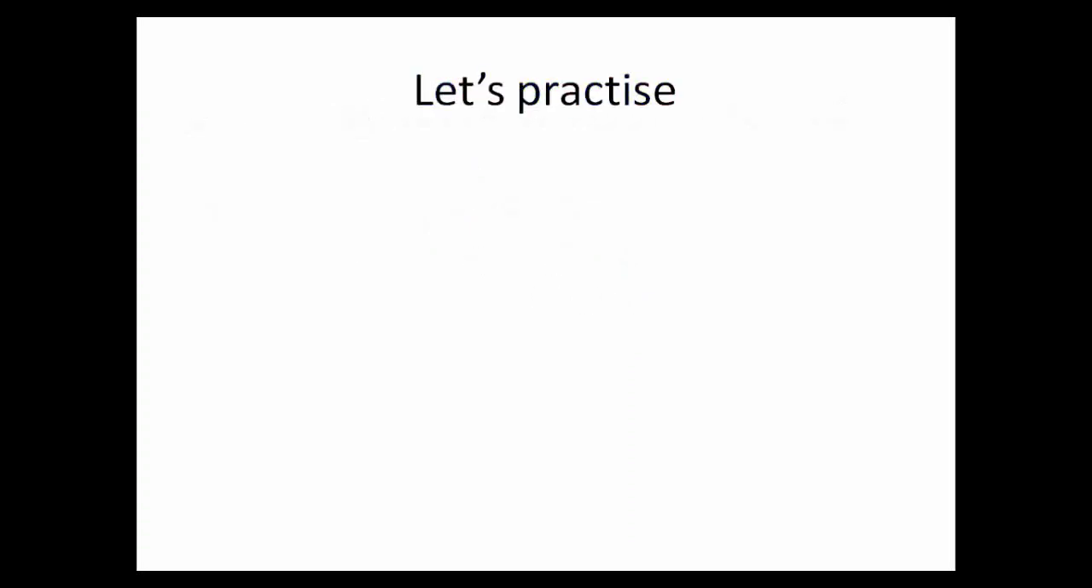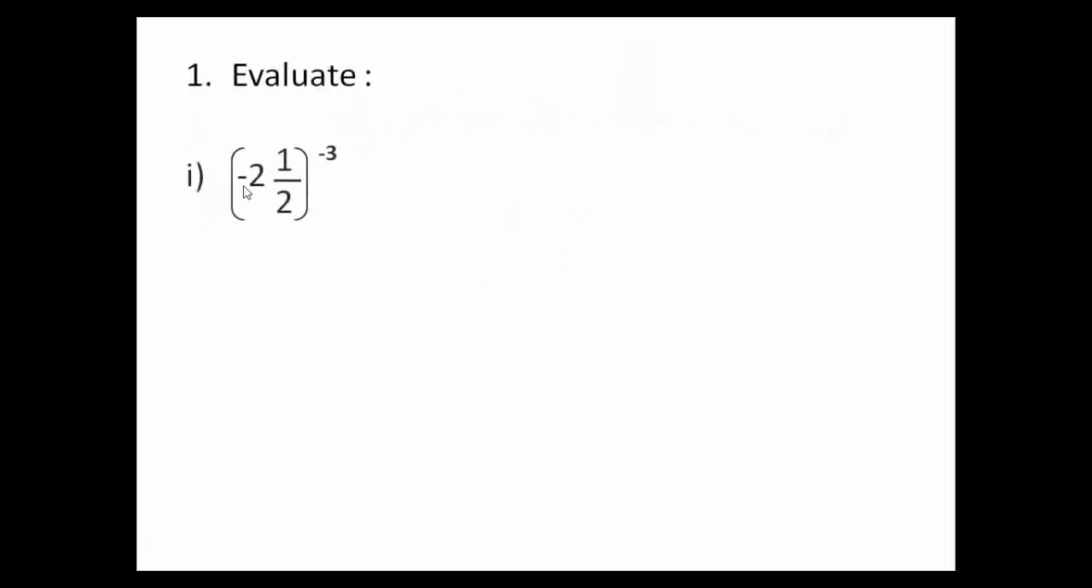Okay, let's practice. Evaluate -2 and 1 by 2 whole raised to the power -3. So first let's change this mixed fraction into an improper fraction. So it will become -5 by 2 whole to the power -3.